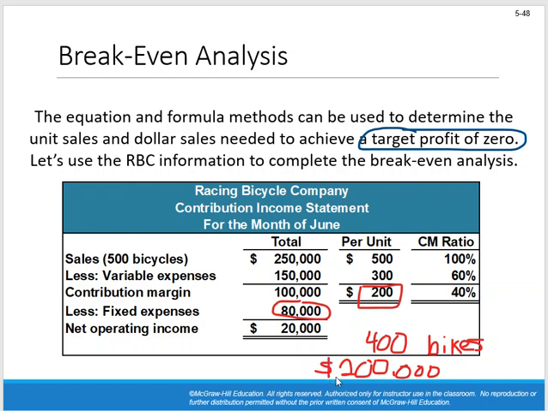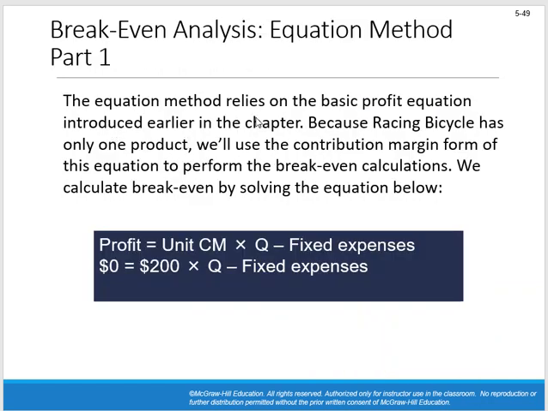So I'm not totally convinced we need all these other methods of doing this. If we know it's 400 bikes and we know that they sell for $500 each, that's kind of the end of the story. But we'll humor them. Let's take a look. So the equation method, we're using the basic profit equation, and we already know this. So we've got profit, our target profit being 0, equals 200 times Q, so 200 CM per unit times the quantity, like parentheses there. That makes more sense, right? Order of operations, minus our fixed expenses. So how can we solve that?